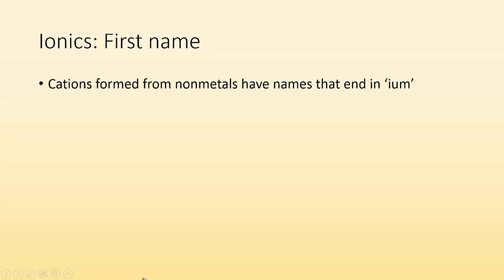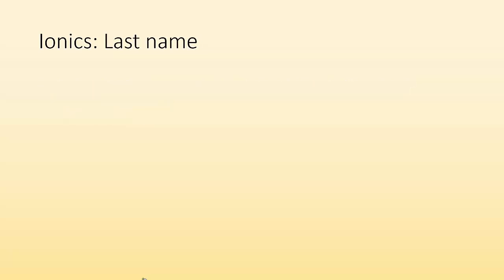So, continue. Cations formed from nonmetals have a name that ends in "ium". For example, if the cation is NH4+, that's ammonium, right? If we had H3O+, that's hydronium. So if nonmetals are the cation, the name will probably end in "ium" instead of just the element's name.